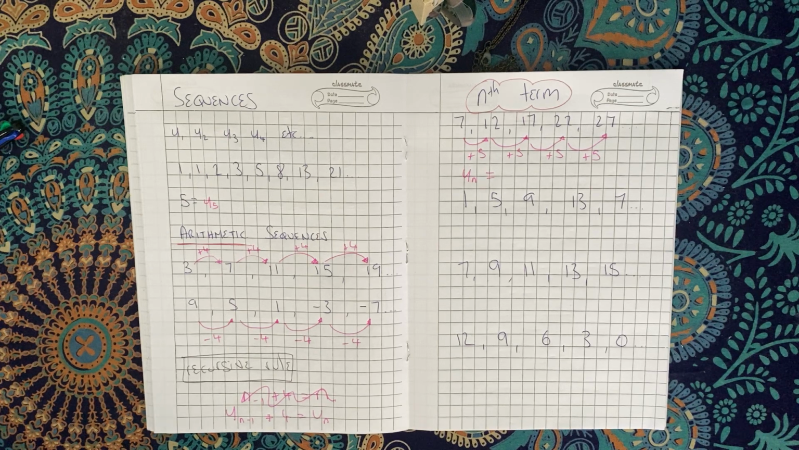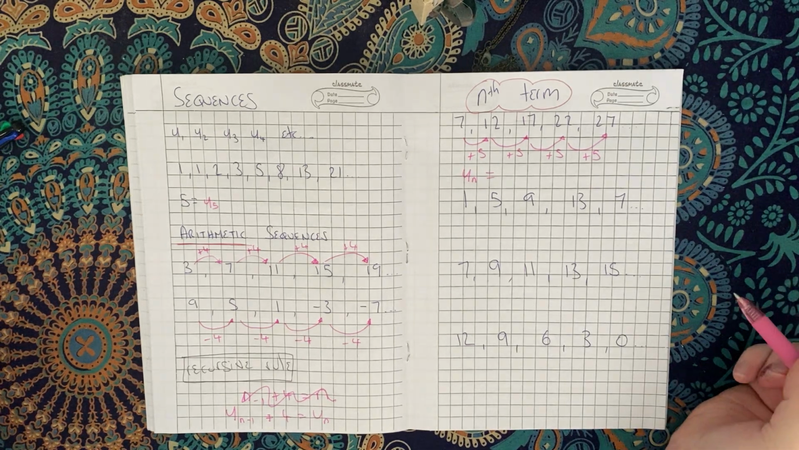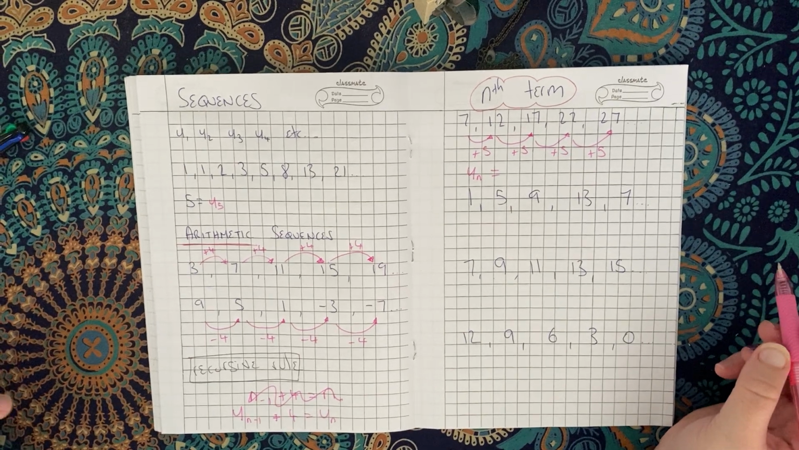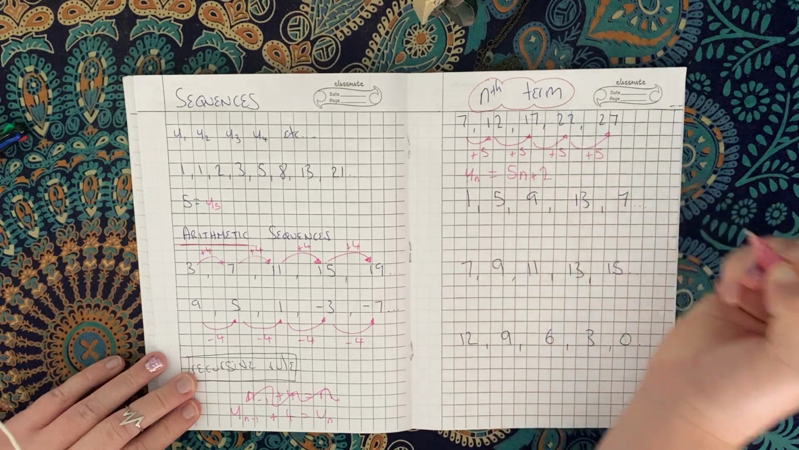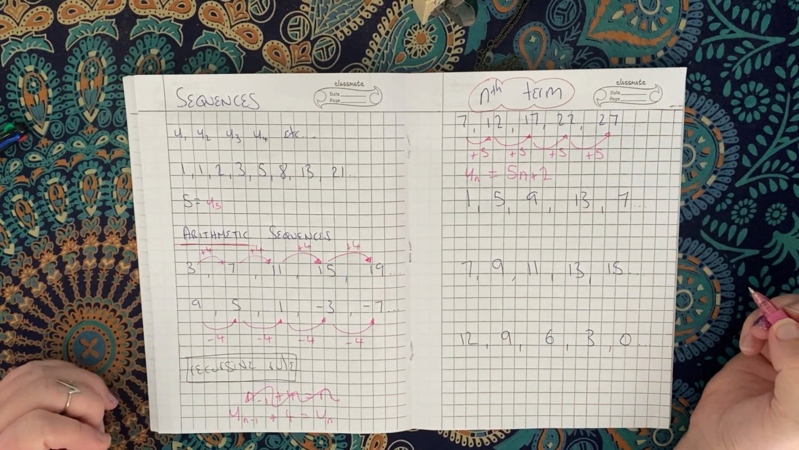So hopefully you paused and you've had a chance to think, but well, first of all, I'll just give you the rule. So this one is 5n plus 2, and I'll tell you how you can come up with that in a really easy way. So 5n plus 2, right?